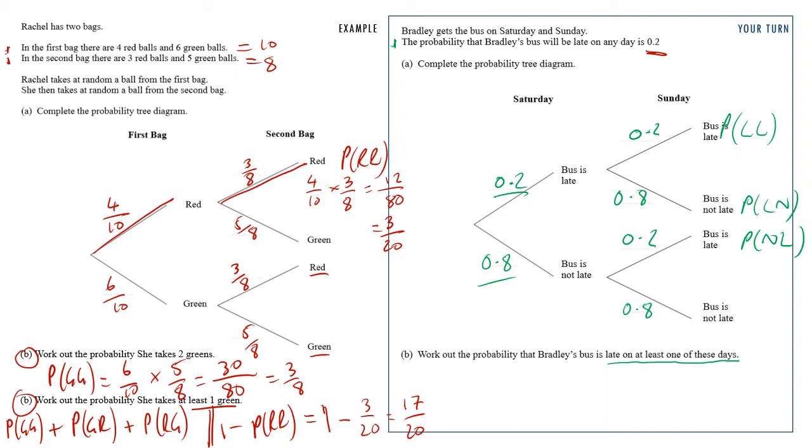But again, what's going to be quicker with this is to work out the probability it's not late on either day and then take that away from 1. So the probability it's not late is 0.8 times 0.8. So the probability it's late on at least one of these days is going to be 0.36. And it's fine to leave that just as a decimal.